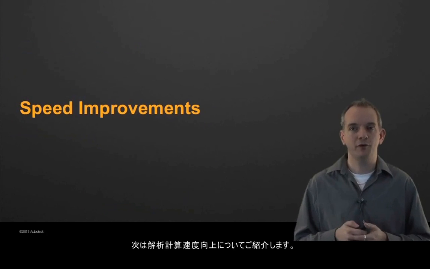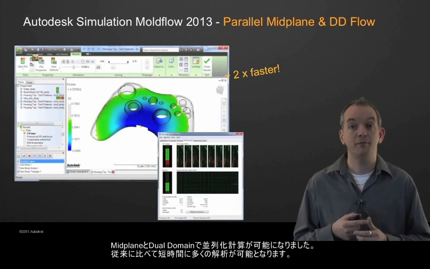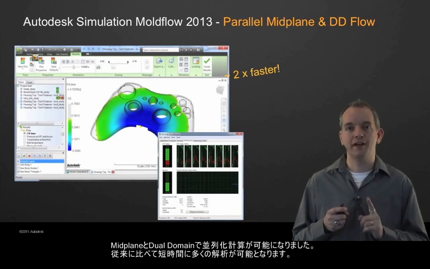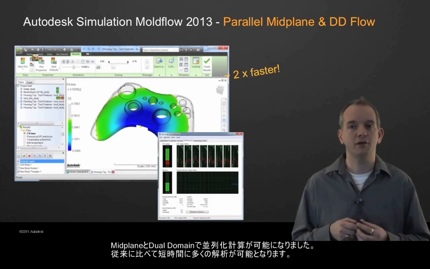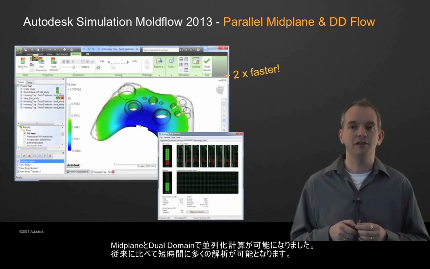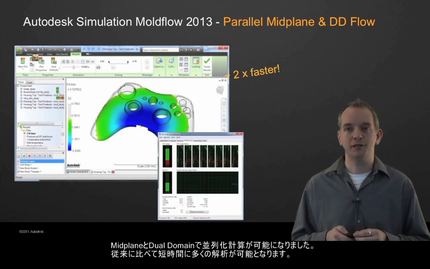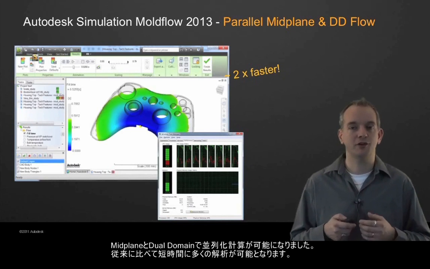We also made quite a few improvements in the speed of our software. For the dual domain and mid-plane flow software, we actually parallelized this now, so you can use one analysis and use all the cores available on the machine. This typically leads to a speed up of around a factor 2. So it's a very good speed improvement. You should be able to turn your projects around quicker than before.